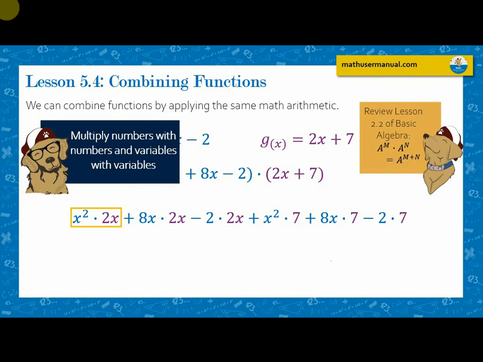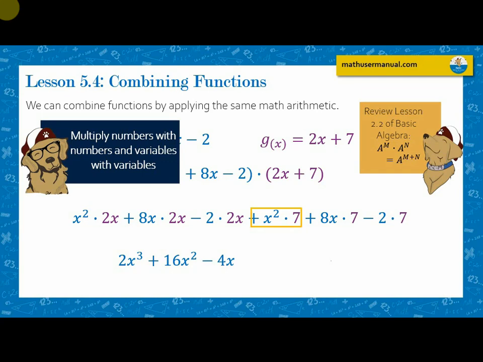What does it mean? Well, let's start with the first one, x squared times 2x. Variables with variables, so x squared times x. Let's apply the content we learned in lesson 2.2. X squared, that's a 2, x to the power of 1, 2 plus 1 is x to the power of 3. And on the numbers, we only have a 2 and a 1, so this is 2x to the power of 3. Next one, numbers with numbers, letters with letters. 8 times 2 is 16, x times x, x squared, so we have 16x squared. Next one, minus 2 times 2, that's negative 4, and we only have one x, so negative 4x.